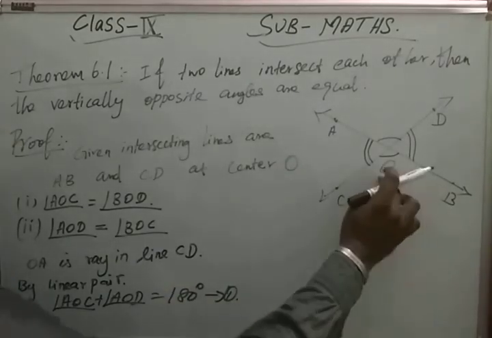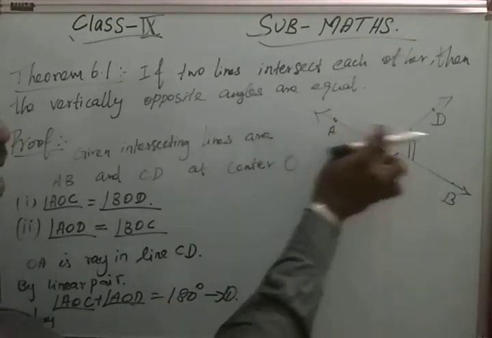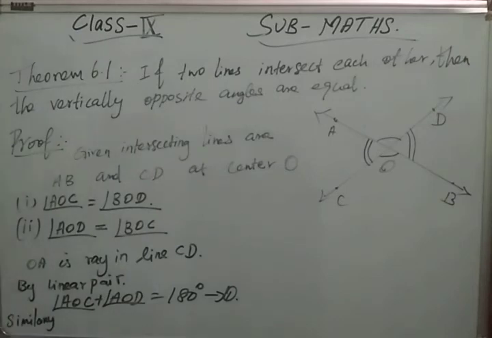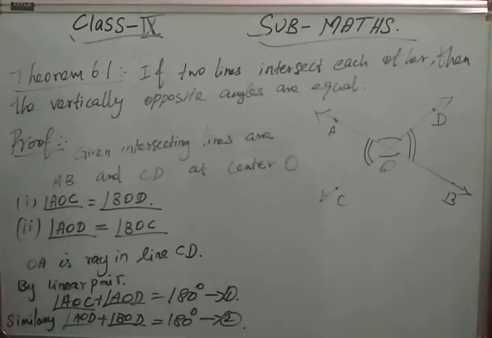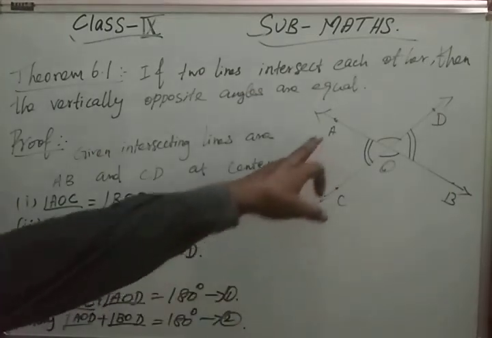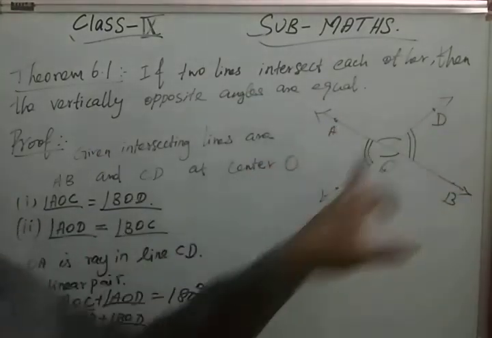Similarly, OD is a ray, and AB is a straight line. So similarly, we can say that angle AOD plus angle BOD is equal to 180 degrees, equation number 2. By linear pair, AOC plus AOD is equal to 180 degrees, equation 1.